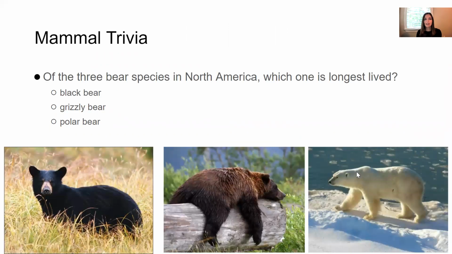All right, we're ending with trivia today. Of the 3 bear species in North America, which one is the longest lived? Black bear, grizzly bear, or polar bear? What do you think? It's the polar bear. And these numbers are extremes because this might even be captive age. In the wild, having a black bear that's like 15 to 20 years old is ancient, but they're relative ages. So polar bears live the longest.